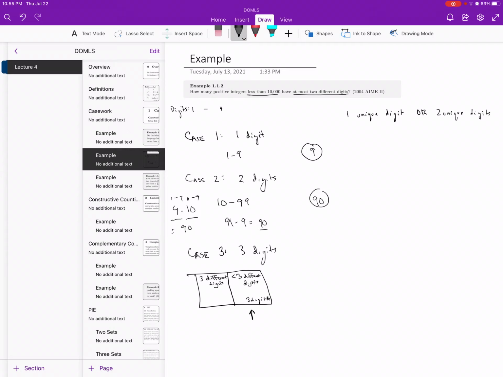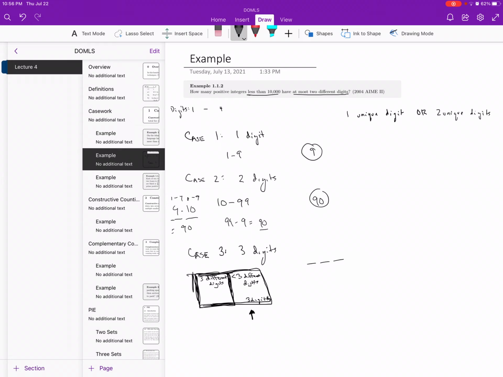This is what we want for this case. So what we're going to do is find the total number of 3-digit numbers, this big box, and then we're going to find the number of 3-digit numbers with 3 different digits, and then subtract this little box from the big box to get this side. So let's do it. How many 3-digit numbers are there?